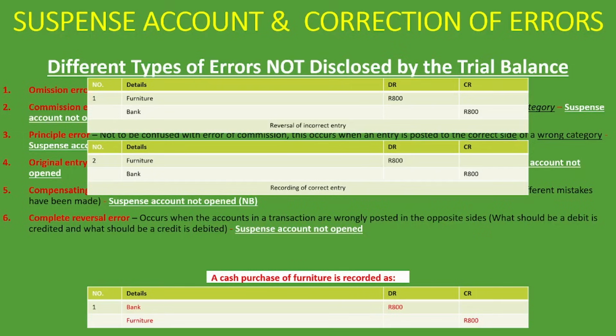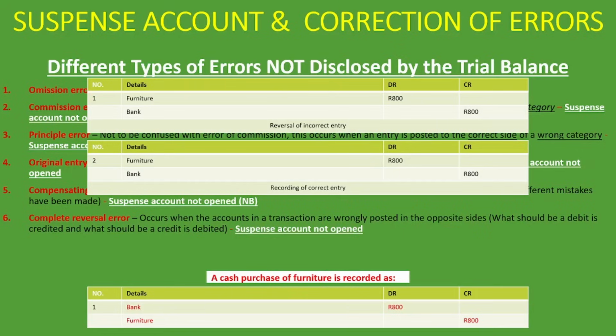And the same thing has happened for the furniture account. 800 rand to reverse the error that was initially made, and another 800 rand to record the correct transaction. That means our furniture has gone up by 1,600 rand after we had made the error. And at this point, it means that we have not only reversed the mistake we had done, but we've also recorded the transaction correctly as we should have done.